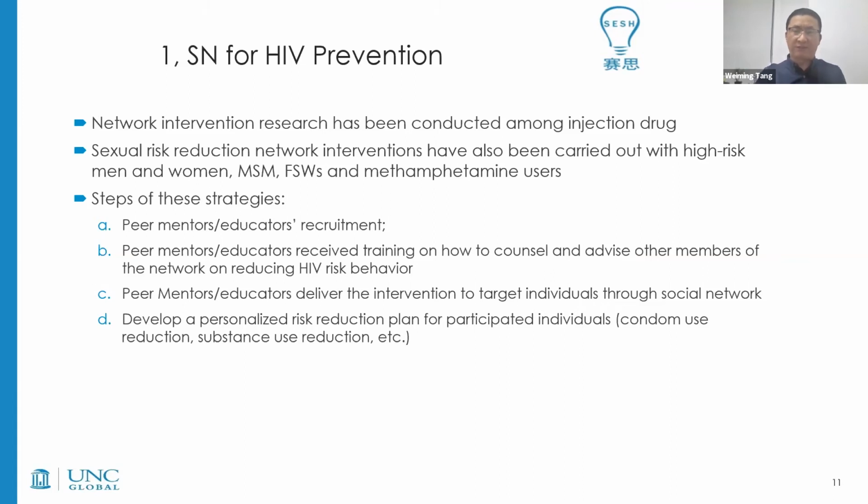Usually there are several steps for social network strategies. First of all, for a social network intervention, we need to identify peers, peer educators, or peer mentors, and then recruit them. After recruitment, we give them substantial training on how to counsel or advise other members and how to transmit the knowledge to others. In the third part, peer mentors or educators will deliver the intervention to the target individuals in the social network after the training. In this way, they can develop a personalized risk reduction plan for individual participants.